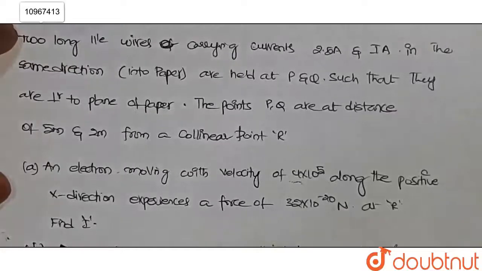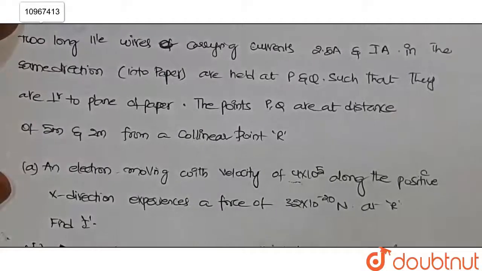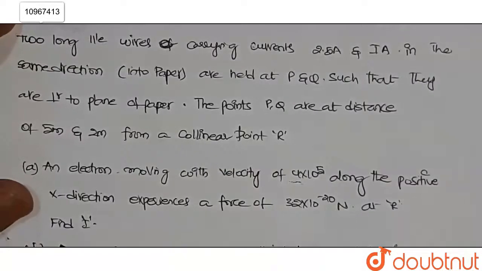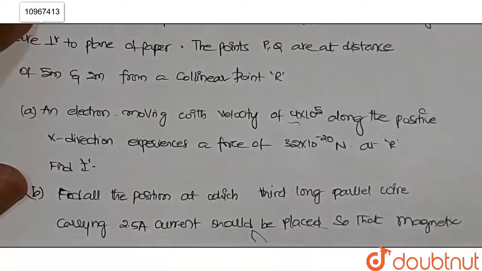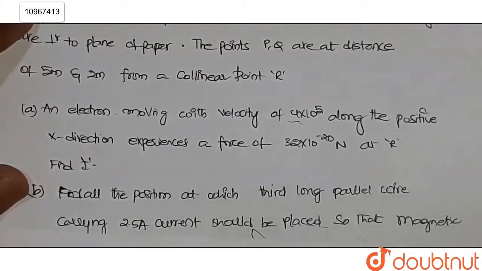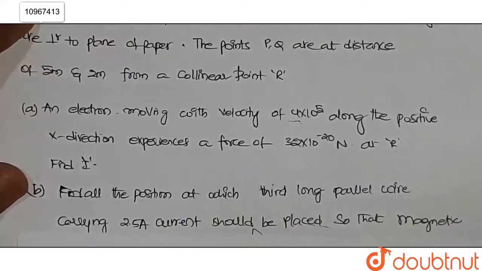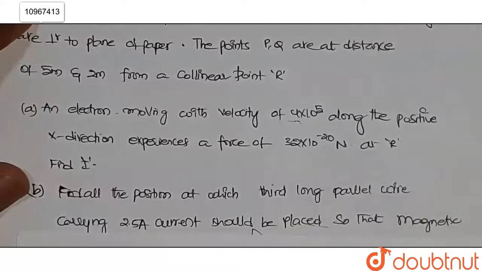Hello everyone, today we have a question here from magnetics. Two long parallel wires carrying currents 2.5 amperes and I amperes in the same direction are held at P and Q such that they are perpendicular to the plane of paper. P and Q are at distances 5 and 2 meters from the collinear point R. Now an electron moving with velocity 4 into 10 power 5 along the positive x direction experiences a force of 3.2 into 10 power minus 20 at R. Find the position at which a third parallel wire carrying 2.5 current is placed so that the magnetic field at R is 0.